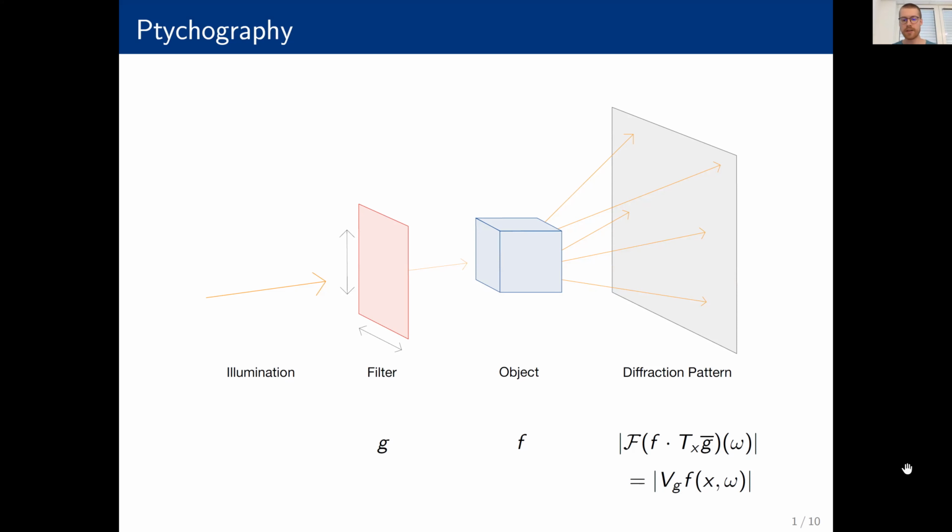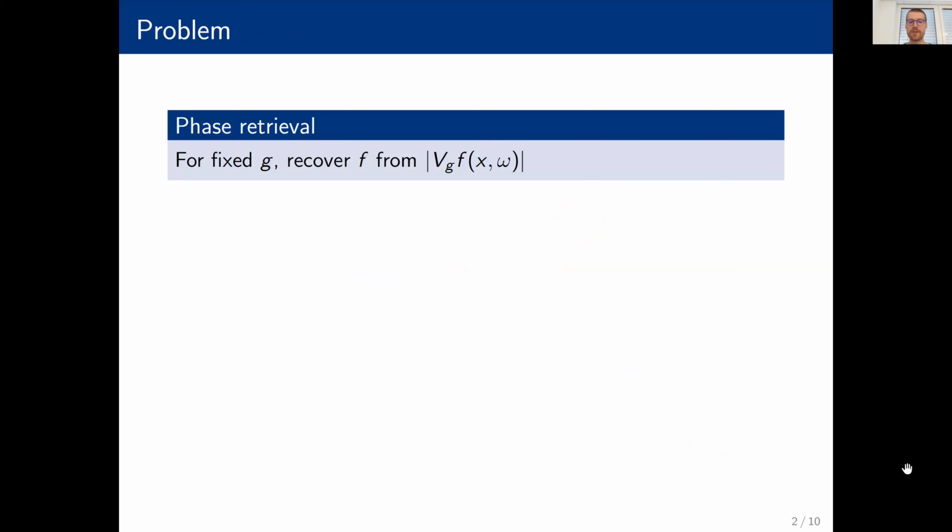Of course, I didn't tell you so far where f and g live, so what the domains are. I'll come to that in a moment. But to recall what the problem really is, our goal, which is called phase retrieval, is the following: for some fixed filter g, which we usually know, we want to recover the signal f from the measurement |V_g f|, the absolute value.